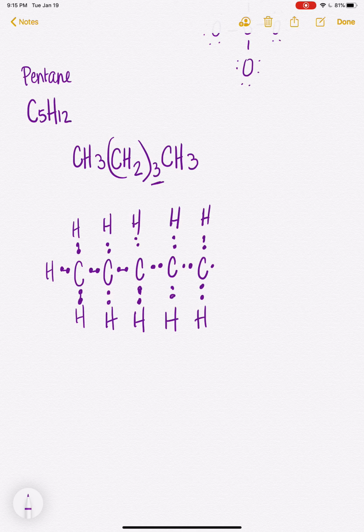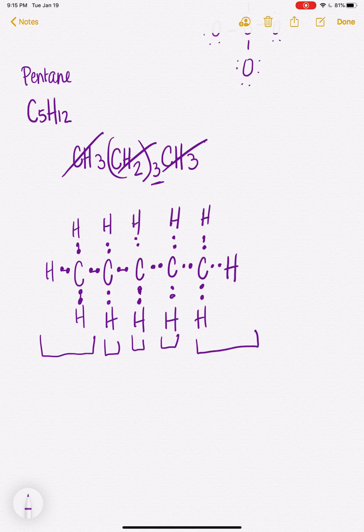So this shows multiple central atoms, okay? So I've got my first CH3 right here. I've got my 3 CH2s right here. And then I've got my last CH3 right here. Now, let's count up our valence electrons and make sure that we have the correct number of valence electrons, okay?